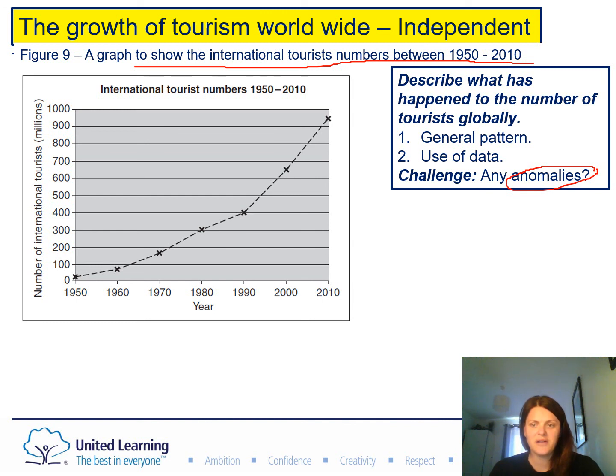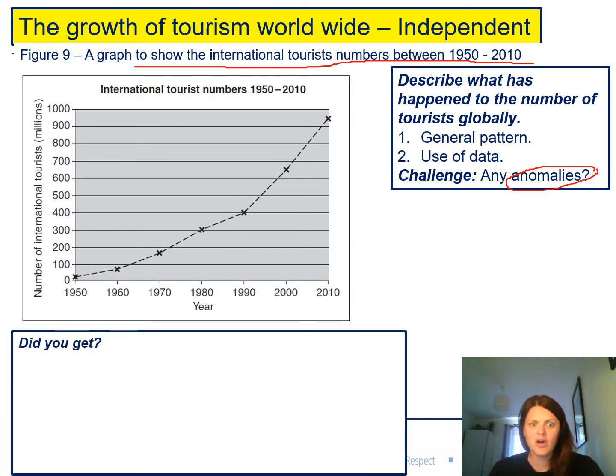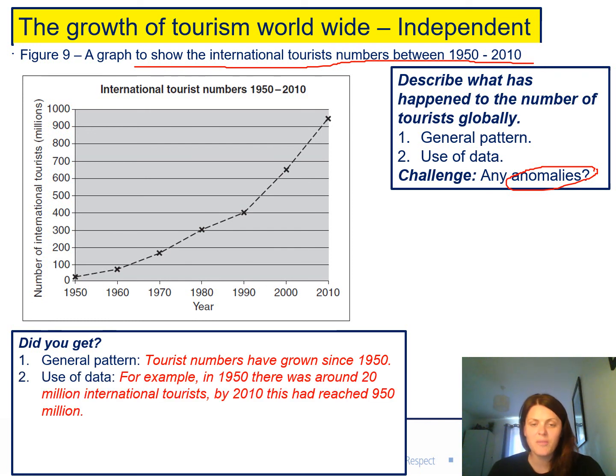Okay, let's see how well you did. You should have got that tourist numbers have grown since 1950. For example, in 1950, there were around 20 million international tourists. By 2010, oh look, it has risen to 950 million. That's amazing.